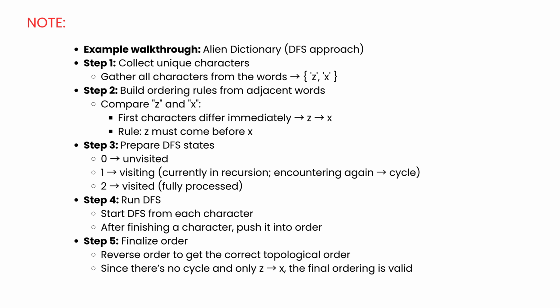Then it compares adjacent words to build ordering rules. We compare Z and X. The first characters differ immediately. Z versus X, so we learn the rule Z→X, meaning Z must come before X in the alien alphabet.